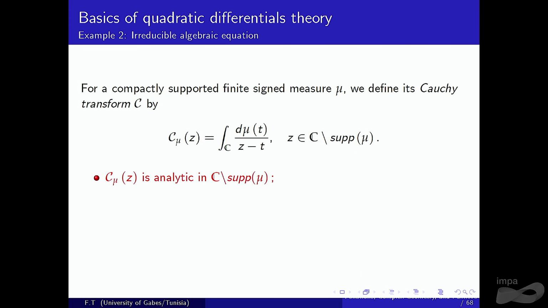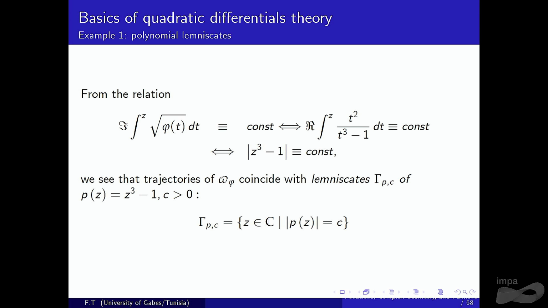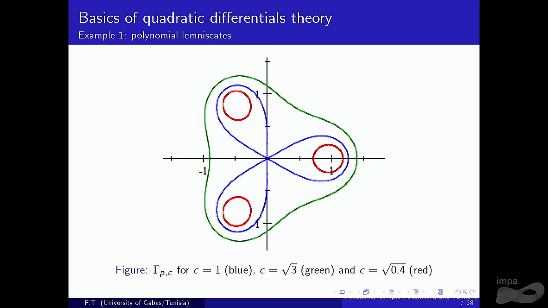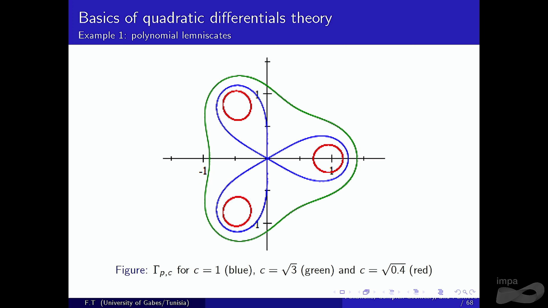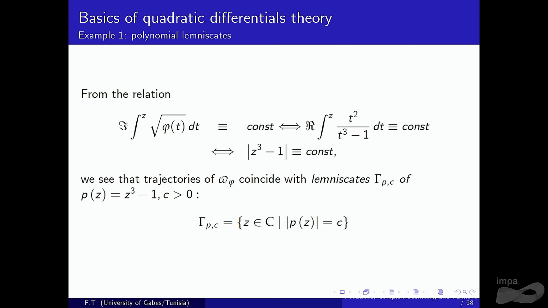Of course, a lemniscate: given a non-constant polynomial p and a positive real number c, we define the polynomial lemniscate of p as the set of all z such that the absolute value of p of z equals c. In this case, we proved that these polynomial lemniscates coincide with horizontal trajectories of the quadratic differential minus p prime over p squared dz squared.